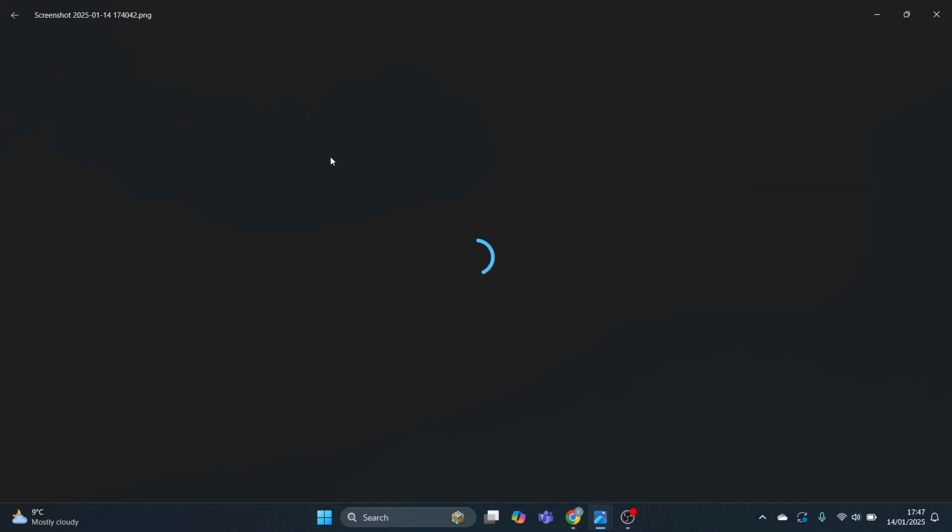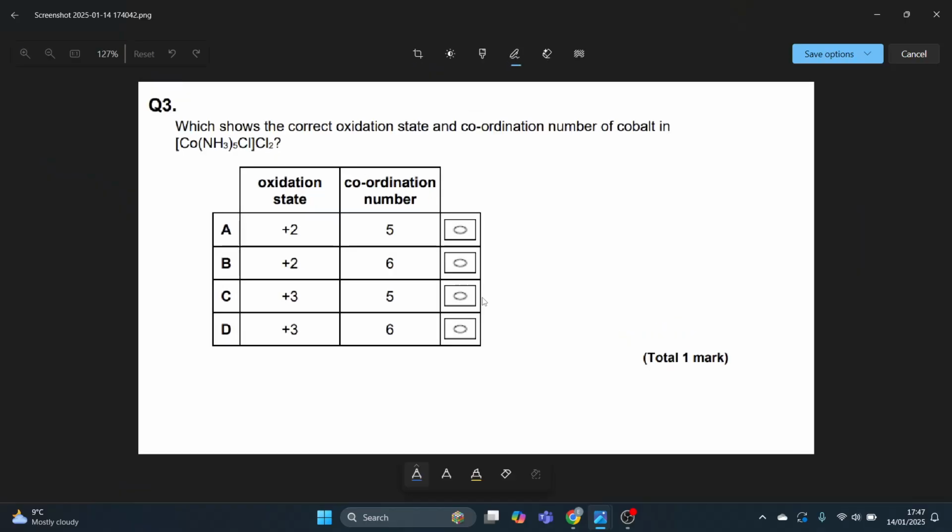Question 3. Which row shows the correct oxidation state and coordination number of cobalt in this? It's very tricky, but it hasn't given me a charge for this ion. So I know the overall charge is going to be neutral, right? So if it's neutral, overall charge is equal to 0. Okay, so Co, NH3 5, Cl, Cl2 on the outside. I want to find out the oxidation state of Co, and then I'll focus on coordination number.